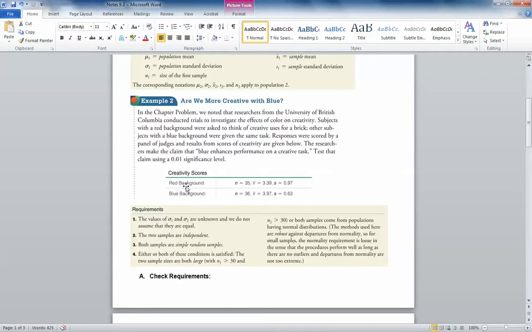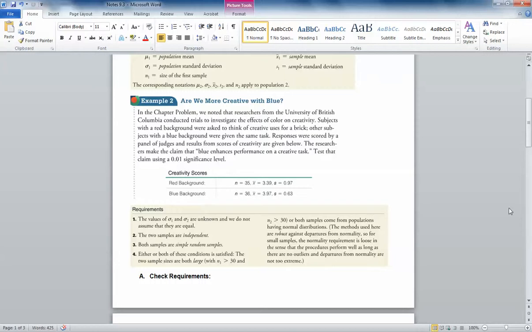All right, we have our creativity scores for the red group. There were 35 people in that group. Their mean was 3.39 on their creativity score, with a standard deviation of 0.97. The blue background group had 36 people. Their mean creativity score was 3.97, and S is 0.63. So we can see that their scores are higher, but we want to see if they're statistically significantly higher. And our level is 0.01. So that means if we look at the difference between the scores, are they far enough away from 0 to be considered unusual at the 0.01 level?